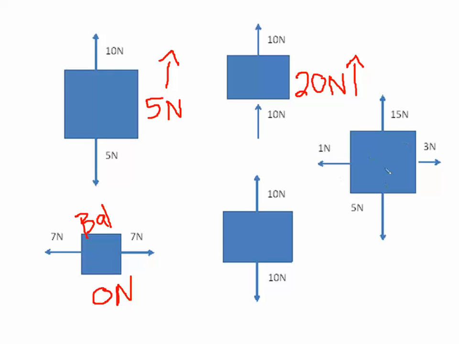This last one is interesting. Clearly, we would probably go in some direction kind of like that because we're going more up and more this way. But the way we write this is we're going to write 10 newtons up because I've got 10 newtons of net force up and 2 newtons to the right.